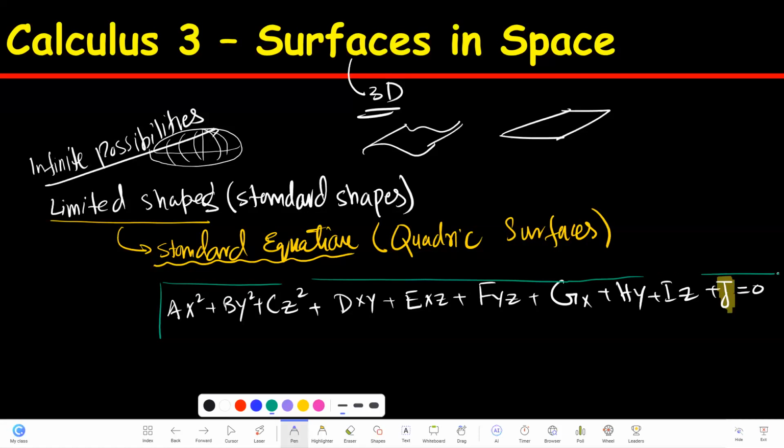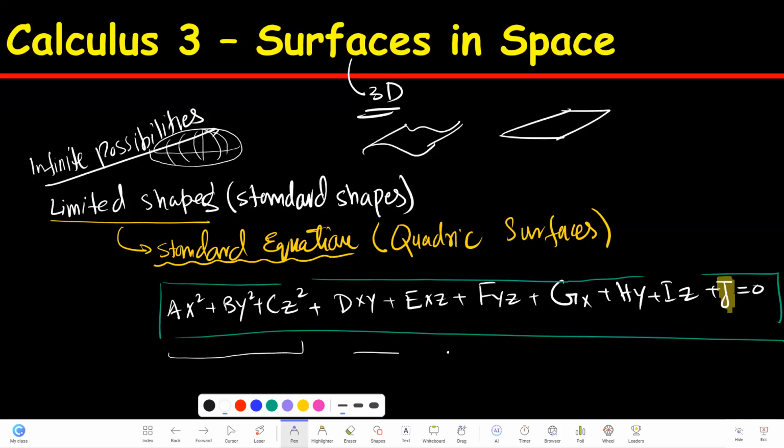But the good part is that you can pick and choose. Let's suppose you want to pick this one, this one, this one, and leave everything else zero. If you do that, it's going to make an equation like a sphere. Sphere means 3D, so it's going to be like this.